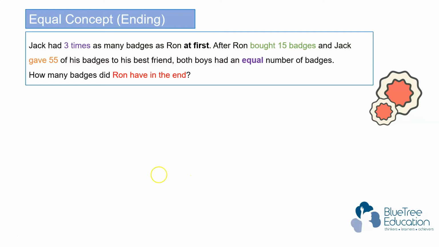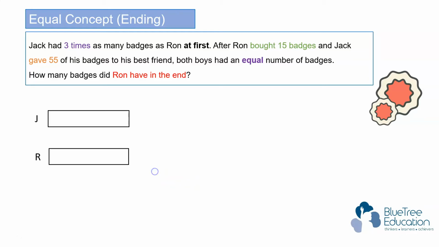So let us start by drawing the model. Since both of them actually had an equal number of badges in the end, we will start off by drawing the double-decker bus. A double-decker bus means that whatever Jack has is equal to whatever Ron has in the end. So now we're going to work backwards because we started off from the end.